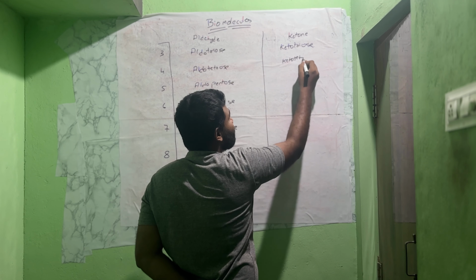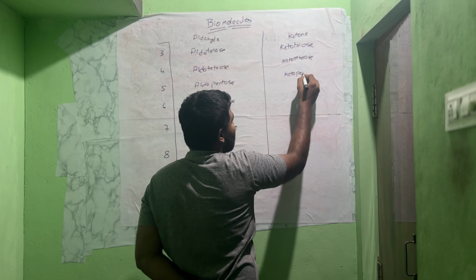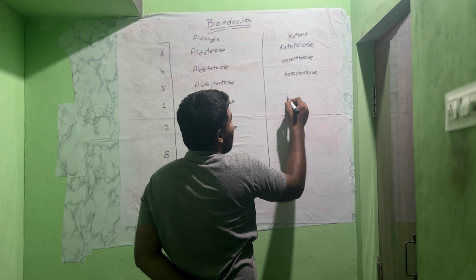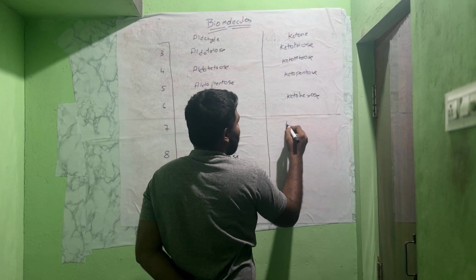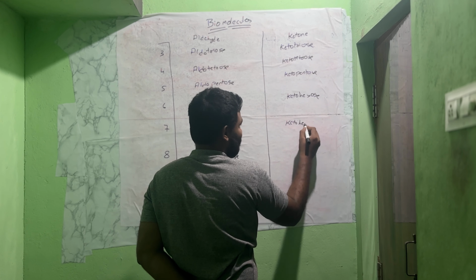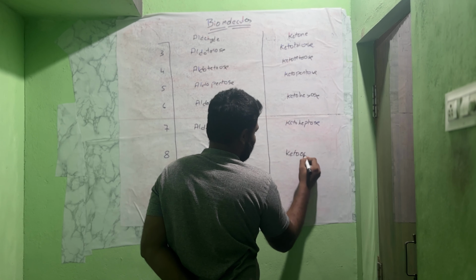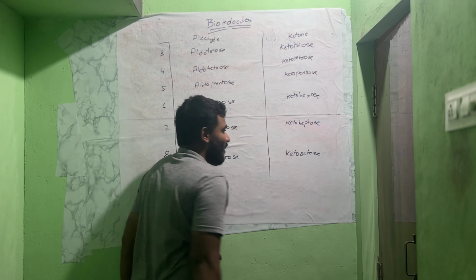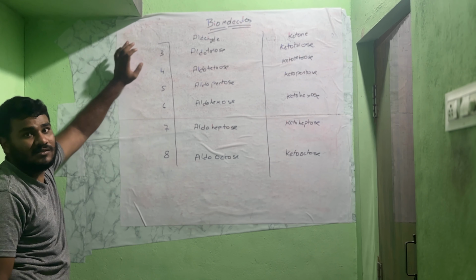ketotetrose, ketopentose, ketohexose, ketoheptose, ketooctose. This is defined for monosaccharides, which are divided based upon number of carbons.